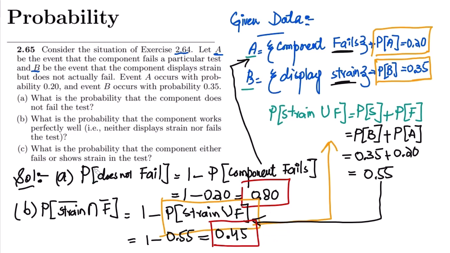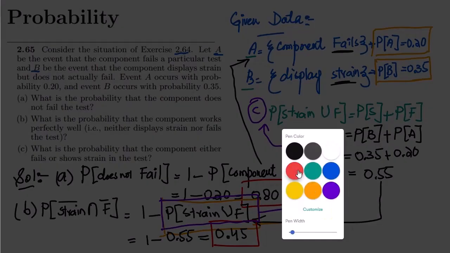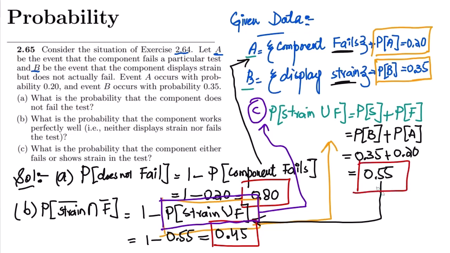Okay, so now in order to find the solution of part C, what is the probability that the component either fails or shows strain in the test? So this is the same thing which I have found out here, which I have calculated here. This is the part C, and I have found out the probability of it as well, and that is the solution of part C as well, in which I have found out the probability of failure or strain. So I have simply added their probabilities, and at the end I have found it out.